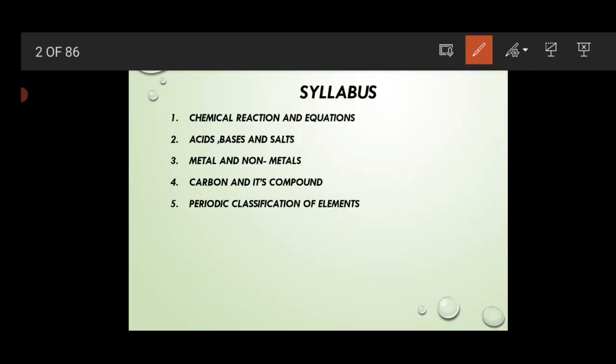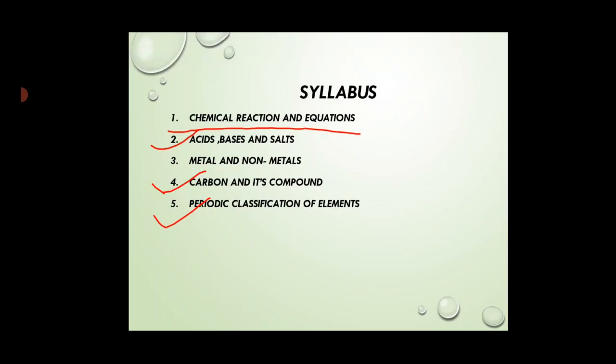From an exam point of view, all the chapters are important, but especially chapter 2, chapter 4 and chapter 5 are most important because maximum questions are going to be asked from these chapters. So let's just start with the first chapter, that is chemical reactions and equations.